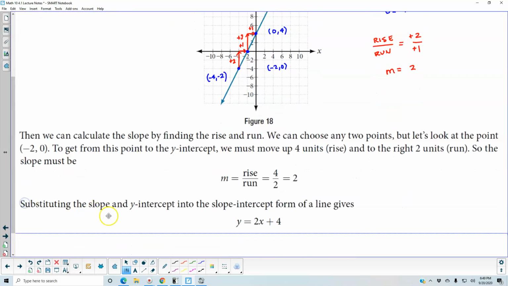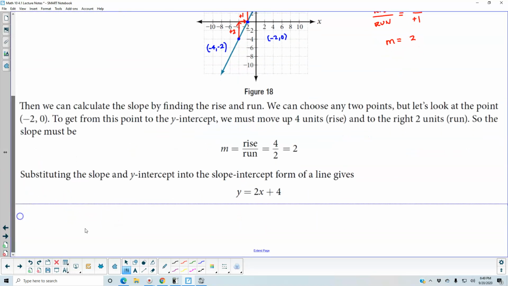Now we're going to substitute the slope and the y-intercept into the slope-intercept form of the line, which, remember, is y equals mx plus b. So m is 2 and b is 4.